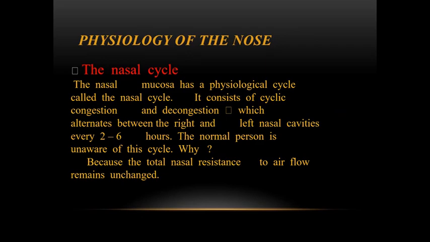What is the nasal cycle? The nasal mucosa has a physiological cycle called the nasal cycle. It consists of cyclic congestion and decongestion, which alternates between the right and the left nasal cavities every 2 to 6 hours. A normal person is unaware of this cycle because the total resistance of the airflow remains unchanged.